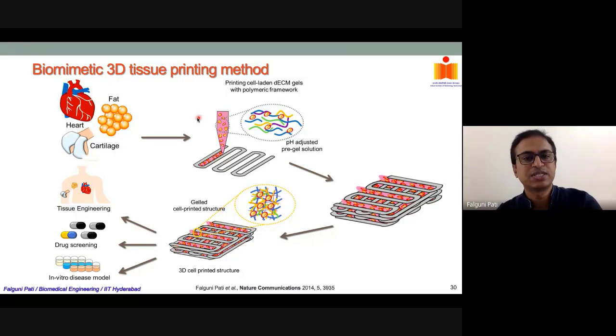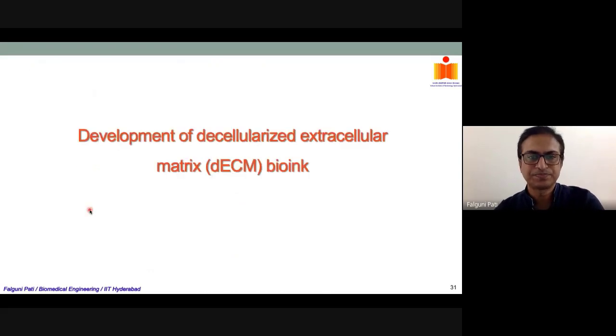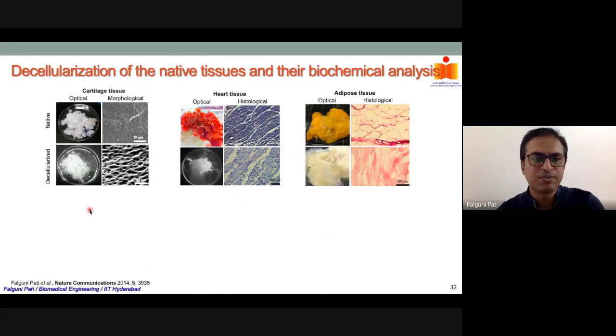Next, we have developed the hydrogel from this decellularized tissue, and that hydrogel can be used for printing. The cells can be loaded within this. Here, this hydrogel is used for printing three-dimensional structures, and then the cells are also loaded, allowed to mature, and that can be used for different purposes. Some more info about this work.